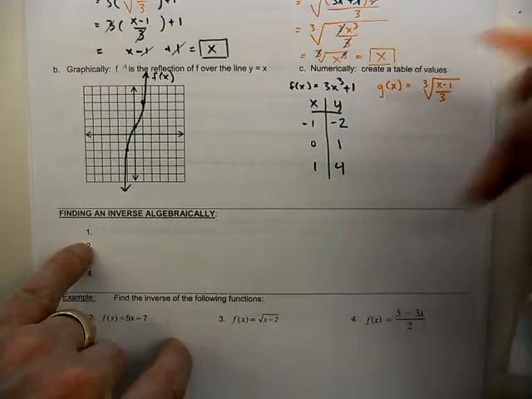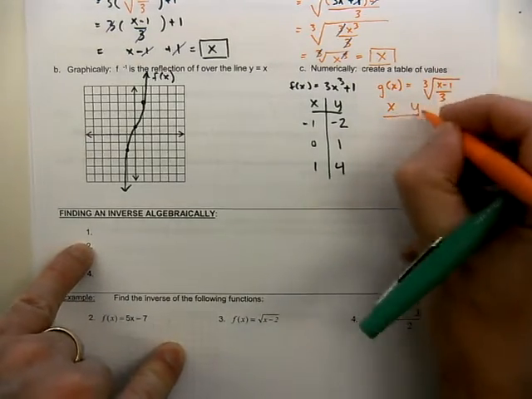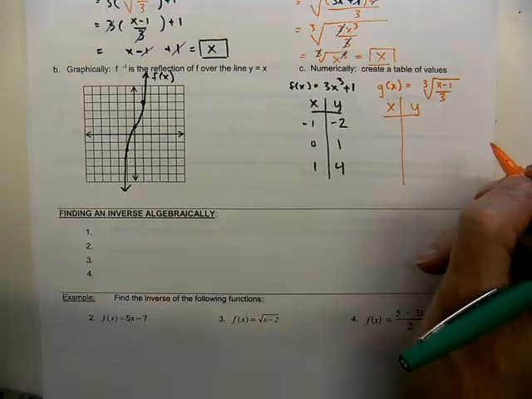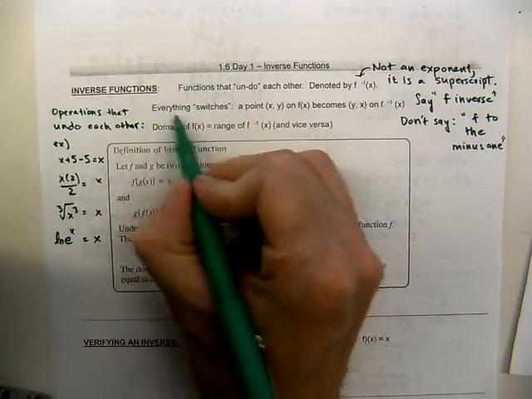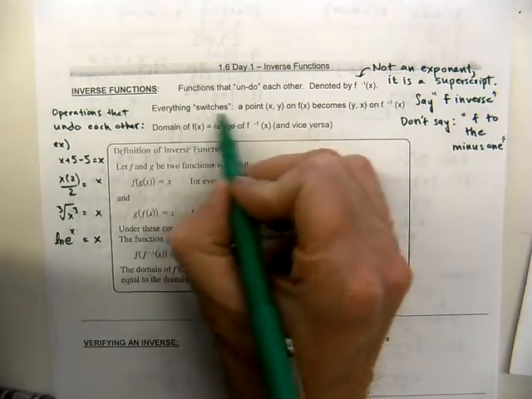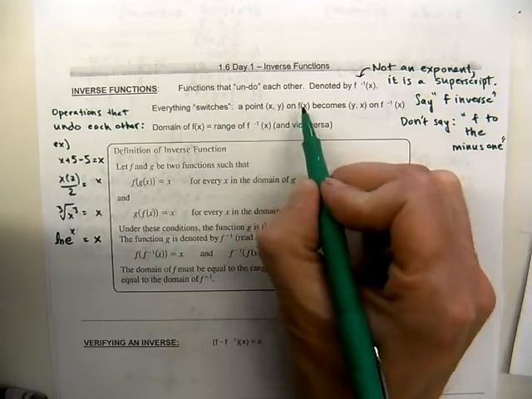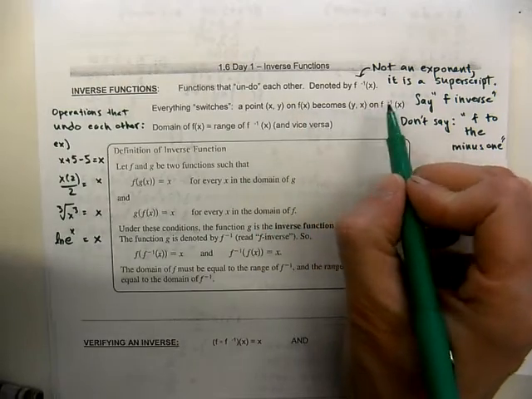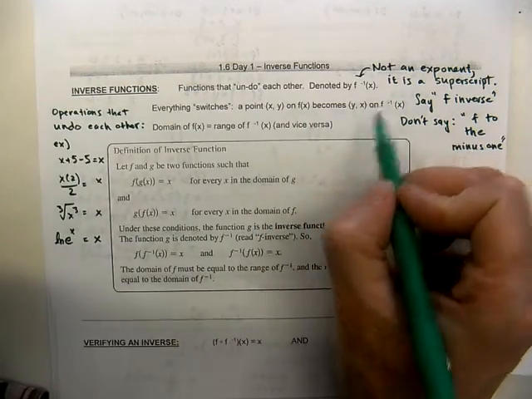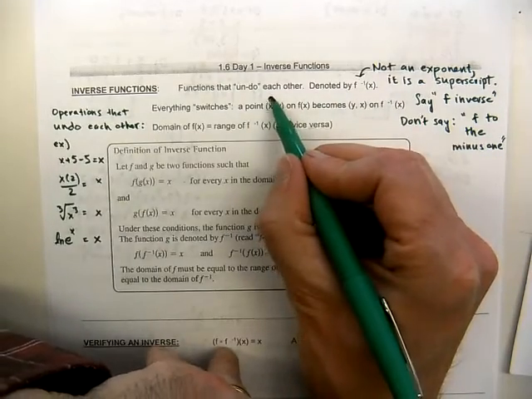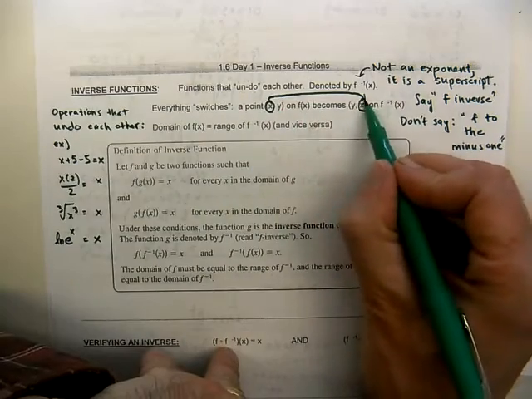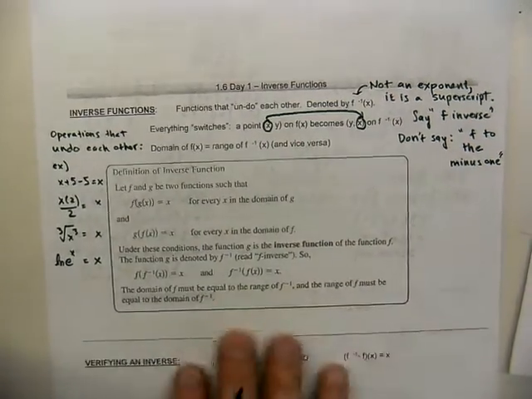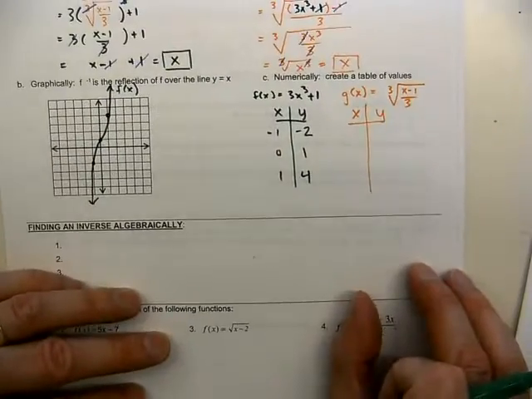Now, to turn that into the inverse, one of the details, we didn't point this out on page 1, but going back to the previous page, is that everything switches, in a very casual sense. A point (x, y) on the function now becomes (y, x) on the inverse function. That means all of the inputs are now outputs, so the domain and the range exchange places. That's what we're going to see here with our table of values.